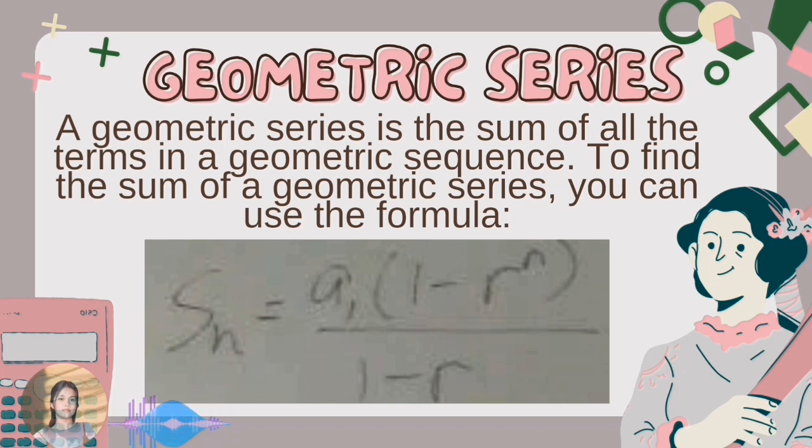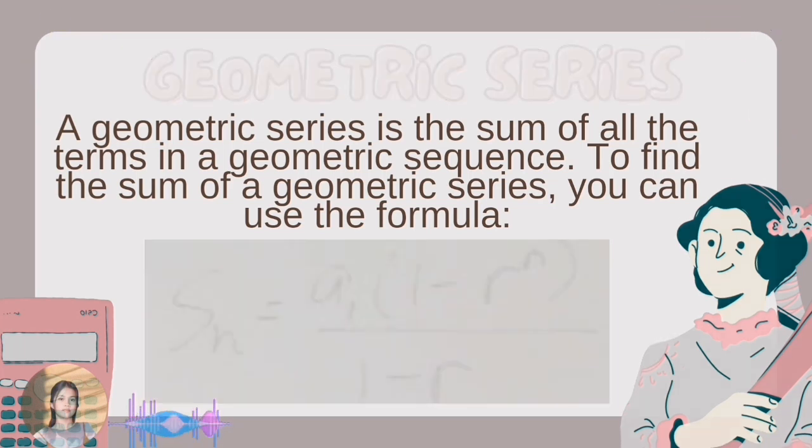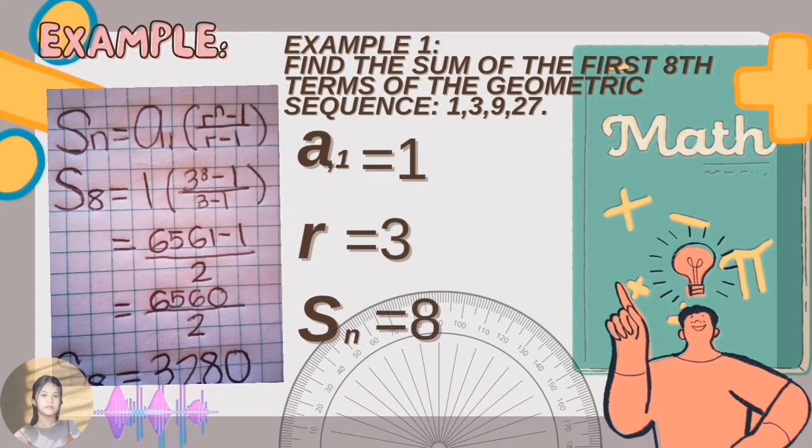A geometric series is the sum of the terms in a geometric sequence. It is obtained by adding together all the terms of a geometric sequence. The sum of a geometric series can be calculated using the formula S sub n equals a sub 1 times the quantity 1 minus r to the power of n, over 1 minus r.